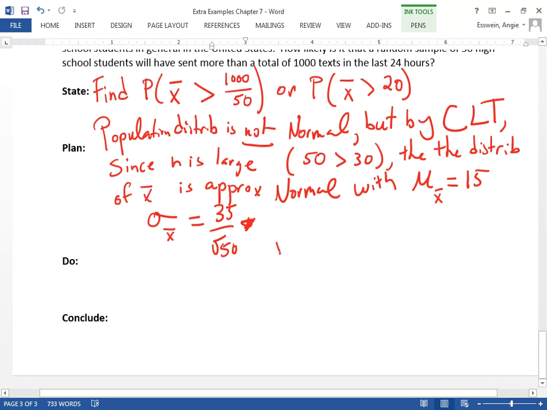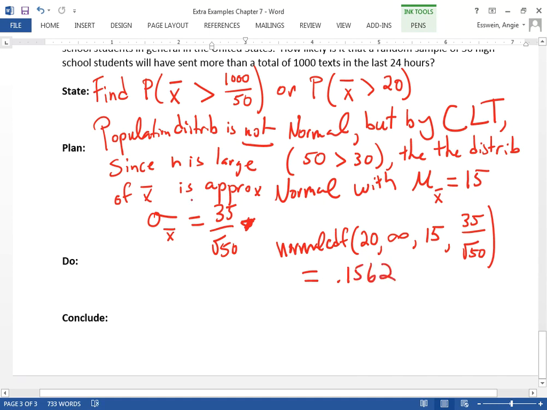So now we're ready to do our normal CDF. So this is our do. So we go normal CDF, and what's our lower bound? 20, because we want 20 and greater than. Our upper bound is infinity. We pop in our mean and we pop in our standard deviation, and we get 0.1562.